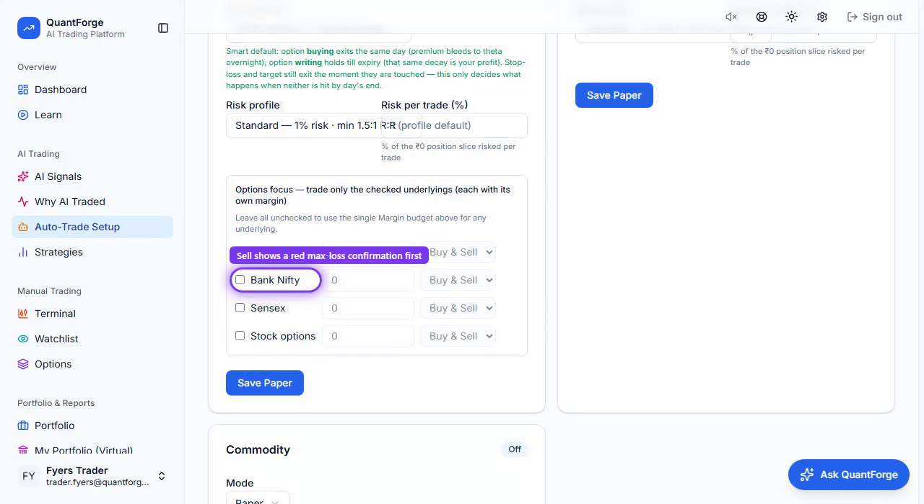And if I leave every group unchecked? Then the single budget above applies to any underlying. The line under the rows says exactly that. Groups are for when you want Nifty treated differently from a stock option.